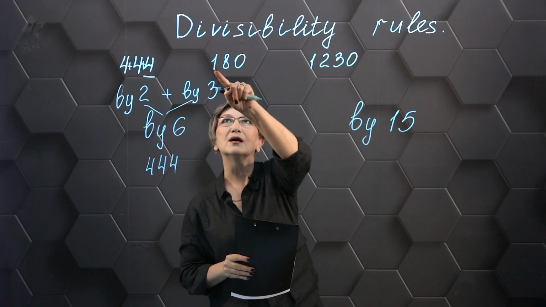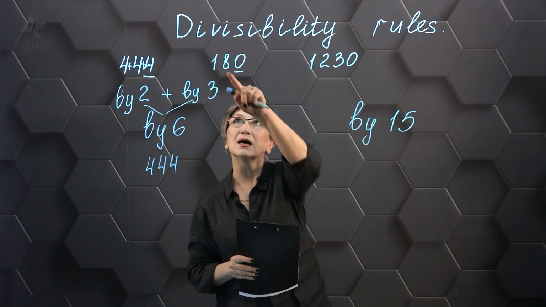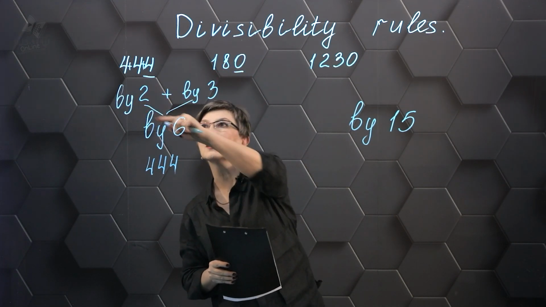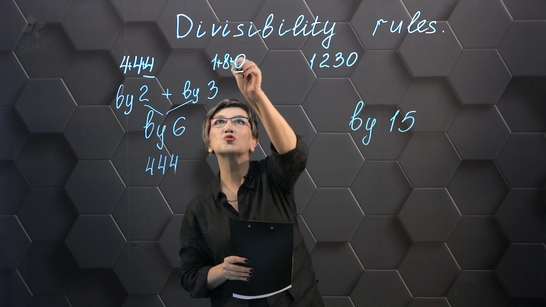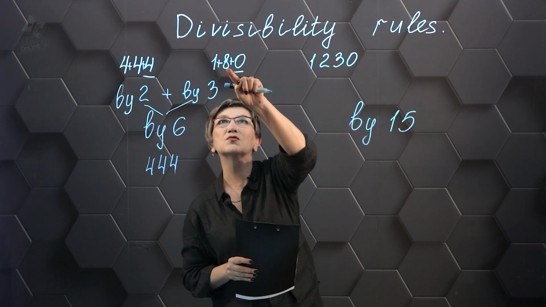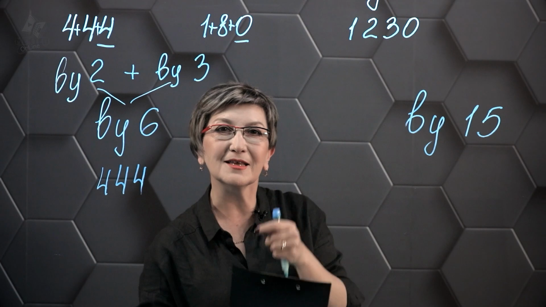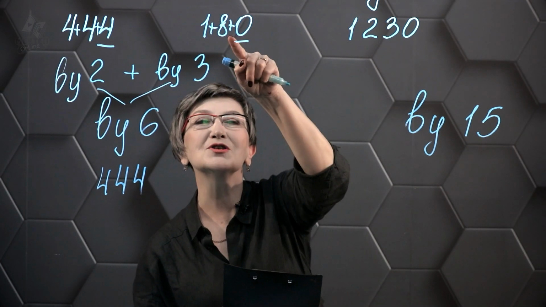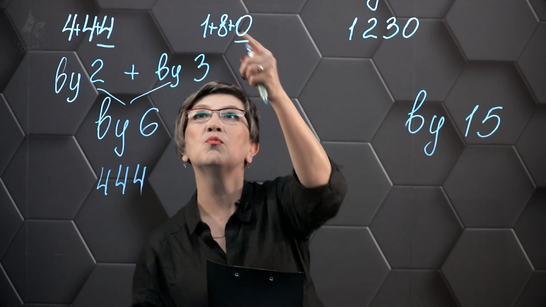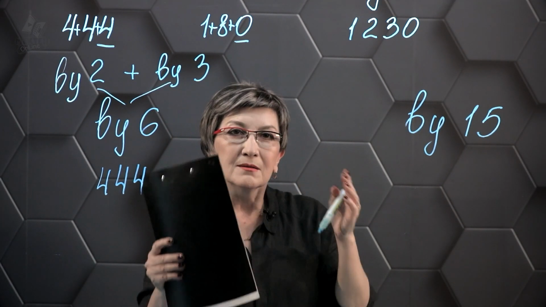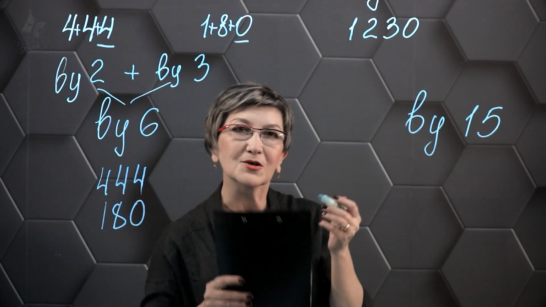The next number is 180. The last digit is 0. Then the number 180 can be divided by 2. If I find the sum of the digits, 1 plus 8 plus 0, that's 9. And 9 can be divided by 3. Then the number 180 can be divided by 2, and the same number can be divided by 3. Therefore, the number 180 can be divided by 6.